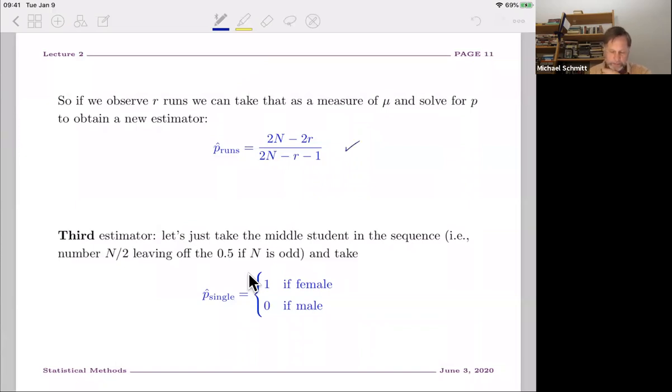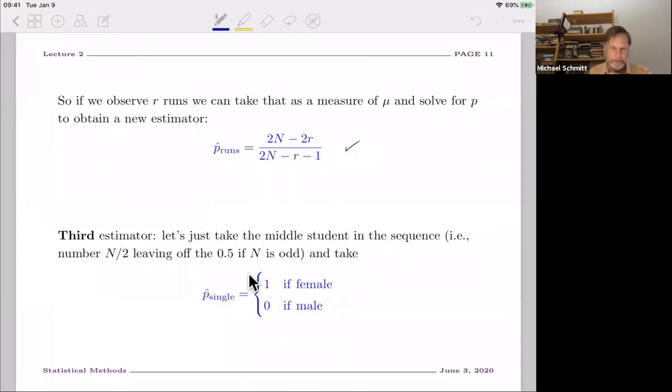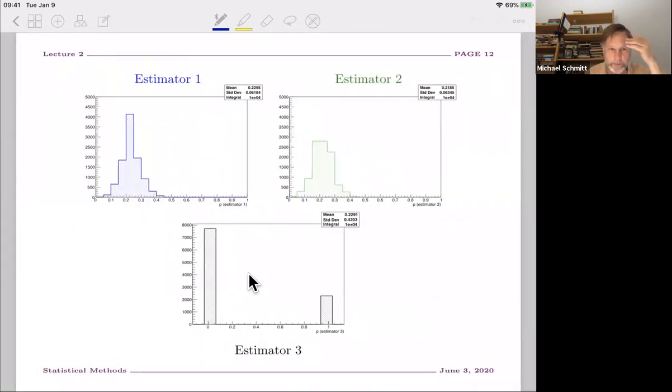And then finally, we could do something really dumb. We could just take the person in the middle and see whether that person is male or female and decide that it's either 0 or 1 if it's male or female. Okay, so which of these is the best? Here's a little toy Monte Carlo exercise. Estimator 1, that's M over N. If I do, I don't know, 10,000 examples, it looks like this blue histogram. This is the runs statistic. It's a different statistic, not just M over N. The green histogram, and this is the silly one where I just look at the middle person.